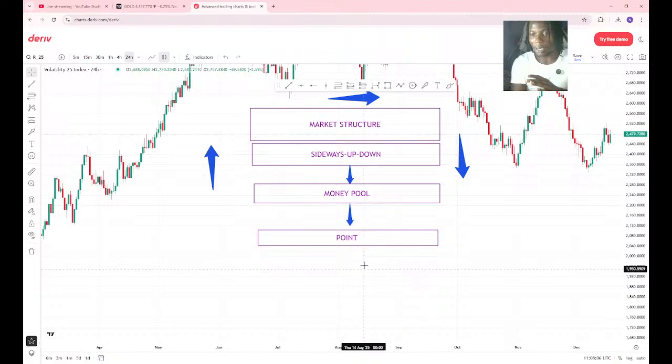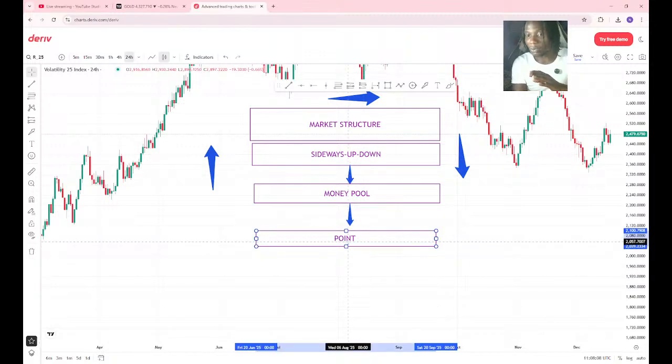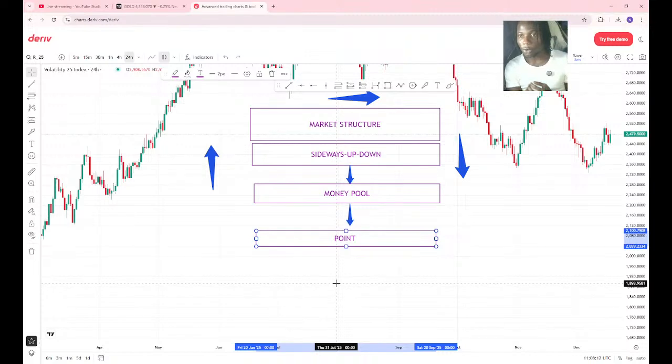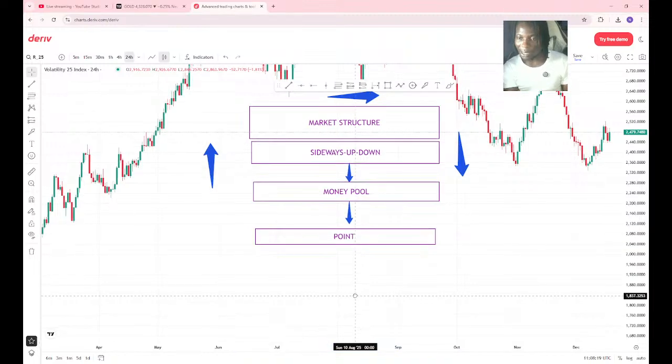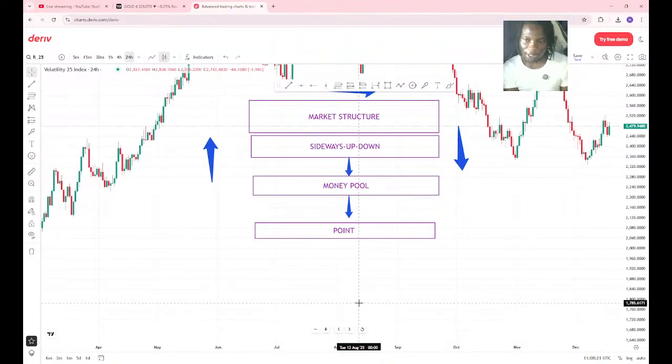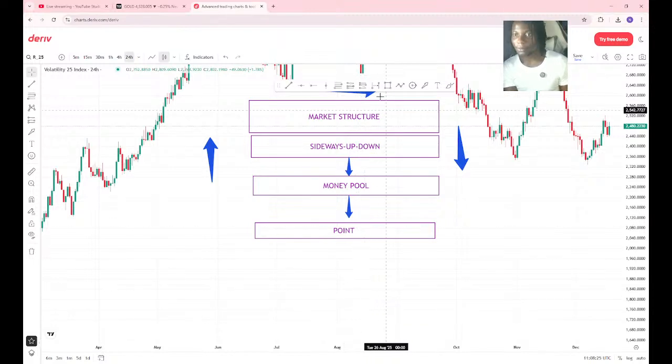Lastly, once we get to our point, this is the point we are aiming for. If price gets to that point, we are good, but if price doesn't get to that point, we lose our account or we lose our money. You understand the point, right?